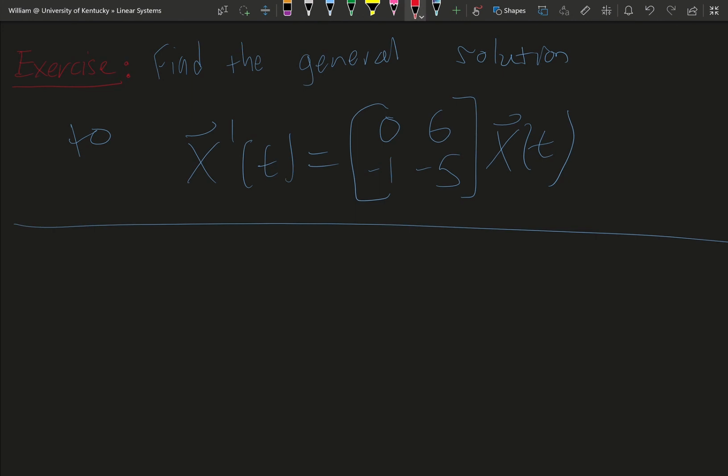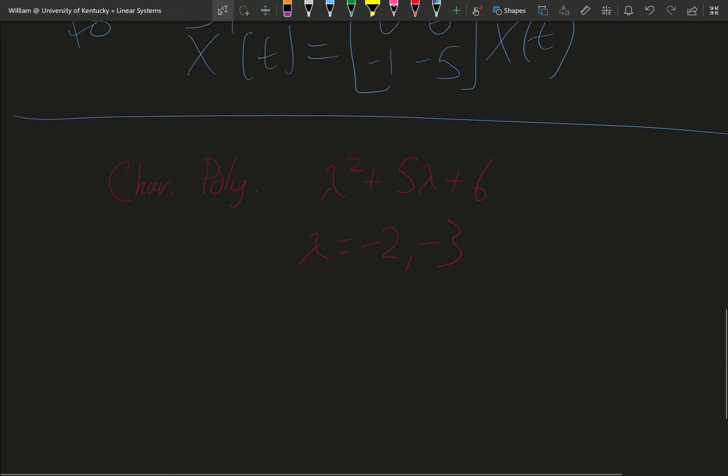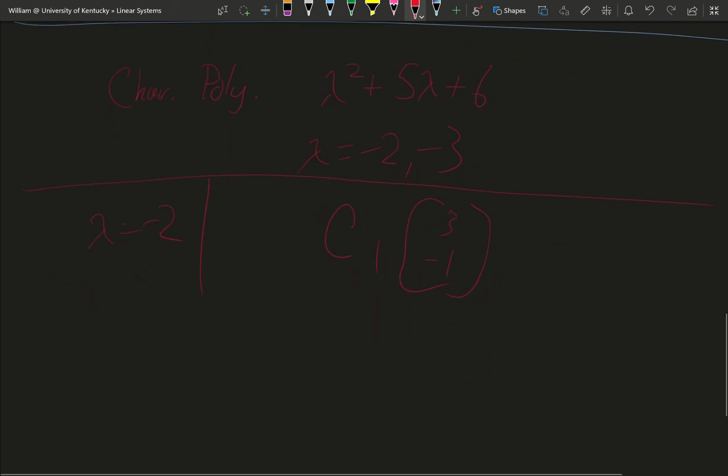All right, so let's just sort of walk through. I'm not going to walk through, but I'll just tell you what you should have gotten at each step. For your characteristic polynomial, you should get lambda squared plus 5 lambda plus 6. Setting that equal to 0, we have the roots negative 2 and negative 3. For lambda equals negative 2, you should have gotten c1, 3, negative 1. And for lambda equals negative 3, you should have gotten c2, 2 times negative 1.